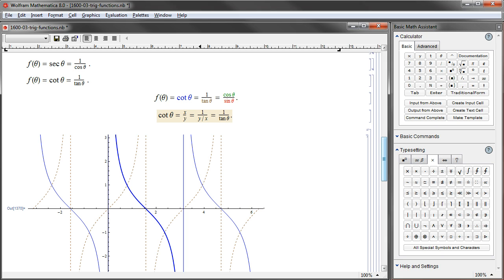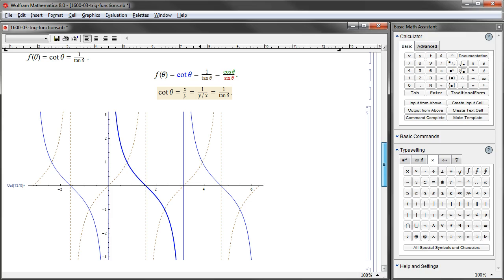And that must be visible on this graph here. Brown is tangent and blue is cotangent. And when the tangent function hits 0, we have a vertical asymptote. That's when we have the denominator 0 situation. And also, when cotangent hits 0, we have to have a vertical asymptote for this brown dotted curve, because again that's reciprocal, so tangent is undefined when cotangent is 0 because the denominator becomes 0.